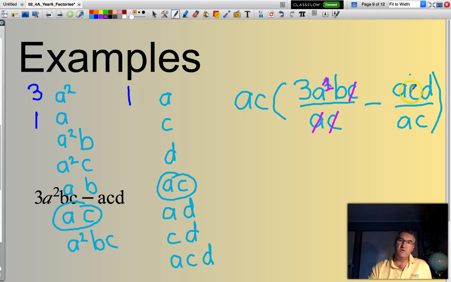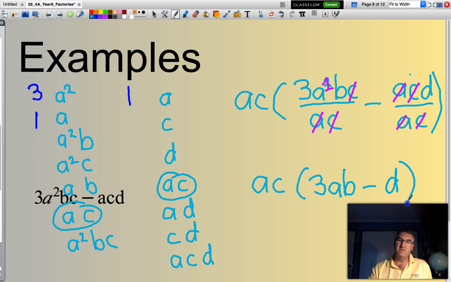And on this side here, that A will cancel with that. That C will cancel with that. So back to my nice light blue colour. So I end up with AC multiplied by 3AB minus, what have I got left over here? D.